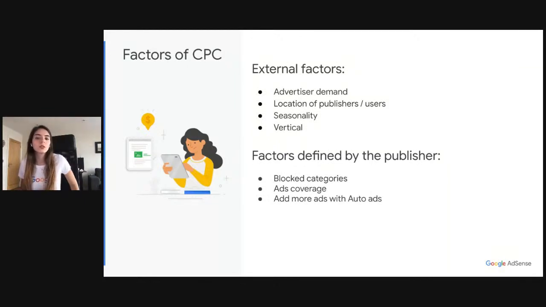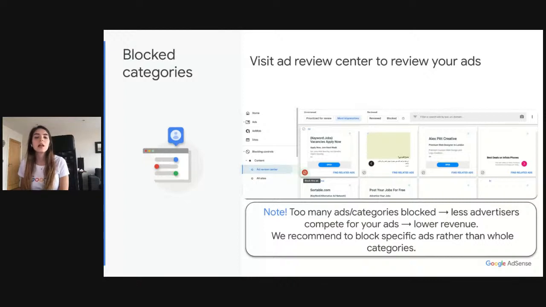Then let's take a closer look at the three factors that are defined by a publisher and that we can actually take actions on, which are blocked categories, ads coverage, and adding more ads with auto ads. Blocked categories. I know a lot of publishers go to the ad review center and blocking controls to check the sensitive and general categories. This is good if your brand is very sensitive, if your audience is sensitive, and there are certain categories you don't want to show. However, we are not recommending you to shut out a lot of different categories.